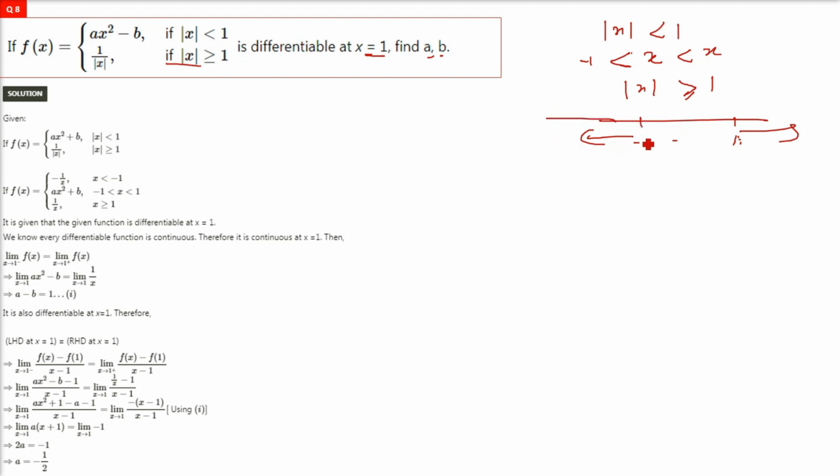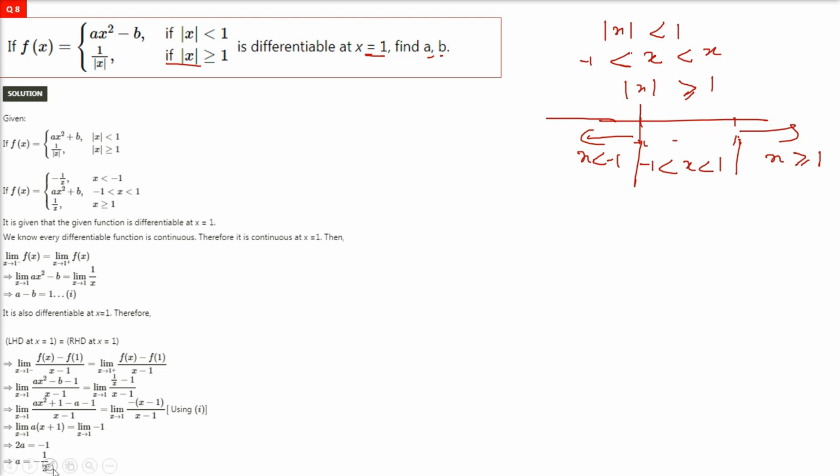Okay? So 3 partitions there: x less than minus 1, x greater than 1, and here we have x between negative 1 and positive 1. So there are 3 different parts, and you have to write the function for all these 3 parts. When you open this mod x, there will be 2 conditions for this mod x as well. I hope you got the idea.